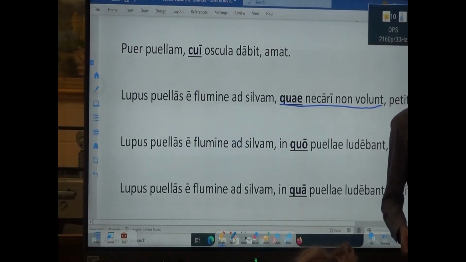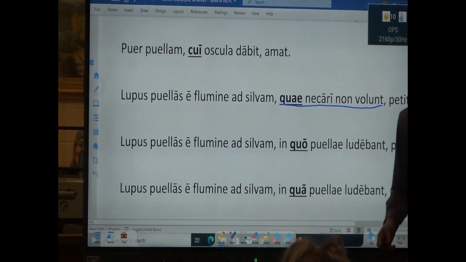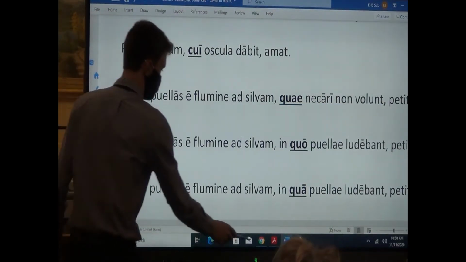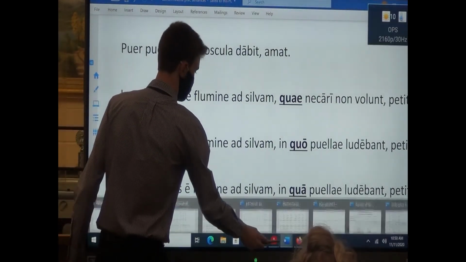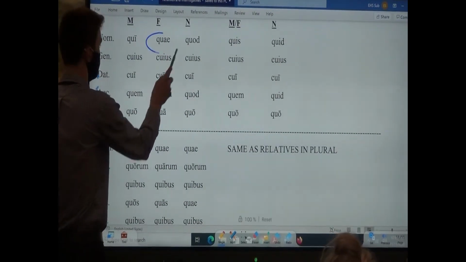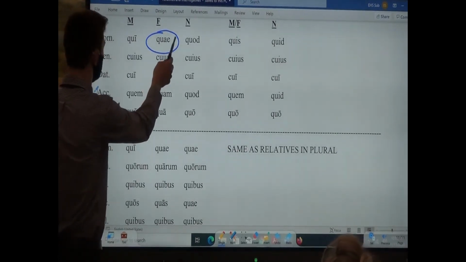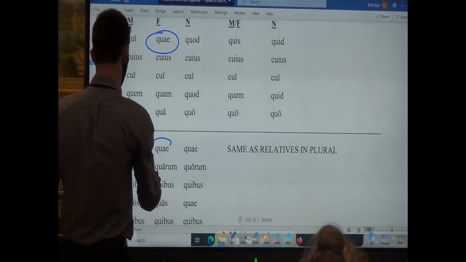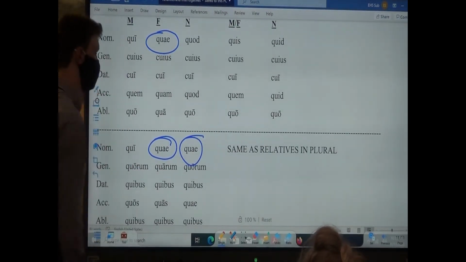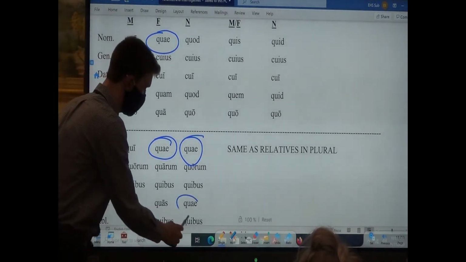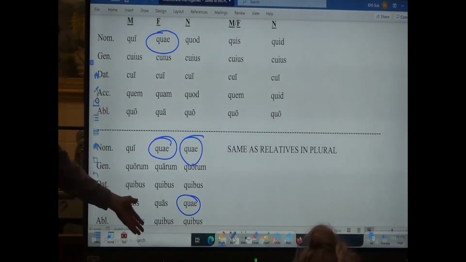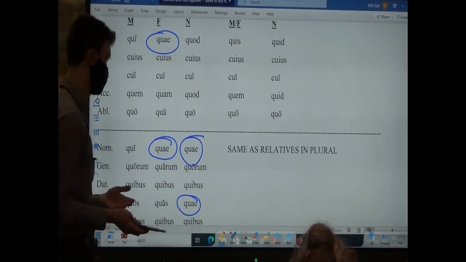It could be feminine. Nominative. It could be feminine. Okay, let's pull up the chart. We'll go through everything. Right, so, like we just realized, it could be feminine singular nominative, feminine plural nominative, neuter plural nominative, and neuter accusative plural. So we have a bunch of different options, so we don't know exactly what it is. We have to read the context of the sentence.